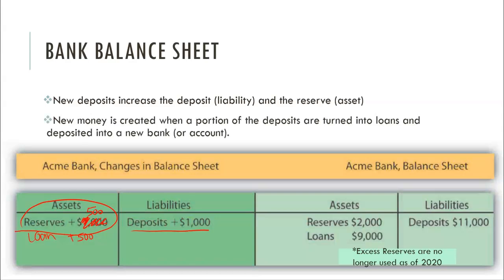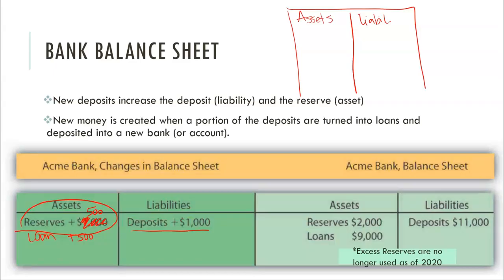So new money is actually created when a portion of the deposits are turned into loans and deposited into a new bank or a new account. Okay, so let's see how that works right here. On the asset side, okay, so we have assets and liabilities. We'll just say that this is a second bank, just to make it less confusing.